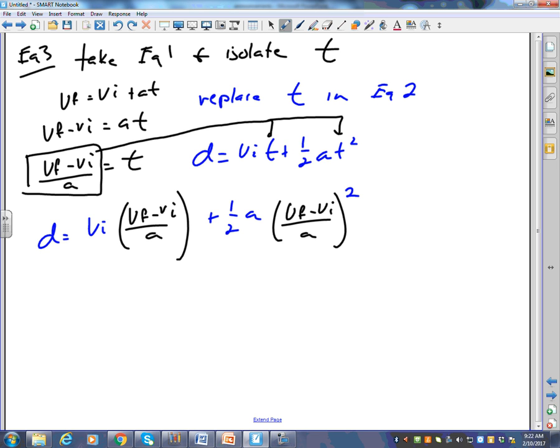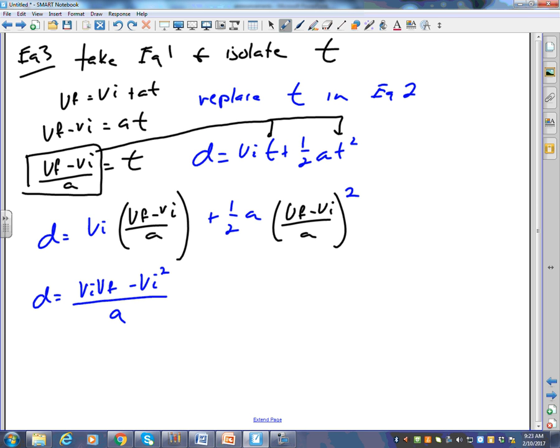What should we do next? I always ask that question, and I always get the same kind of answers. We're going to multiply this Vi into there, and we're going to have to square this out, right? So I'm going to do two things at once here. d equals, so Vi times this is going to be Vi Vf minus Vi squared all over A.